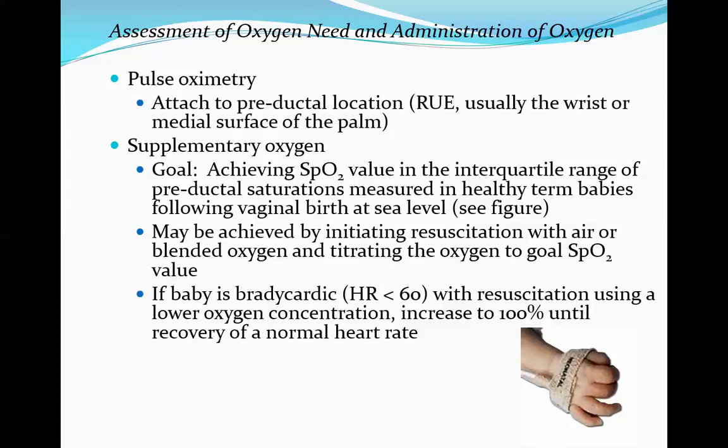These goals may be achieved by initiating resuscitation with air or blended oxygen and titrating the oxygen to a goal SpO2 value. However, if the baby is bradycardic, a heart rate less than 60, with resuscitation using a lower oxygen concentration, you want to increase your FiO2 to 100% until you have recovery of a normal heart rate.